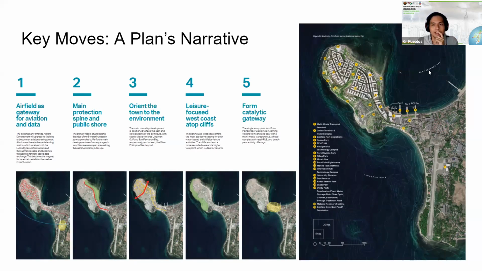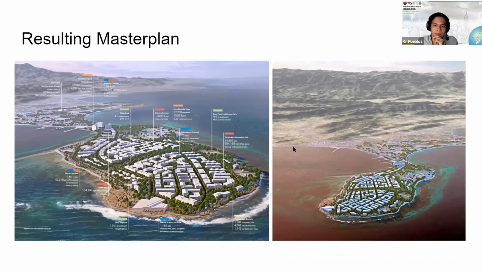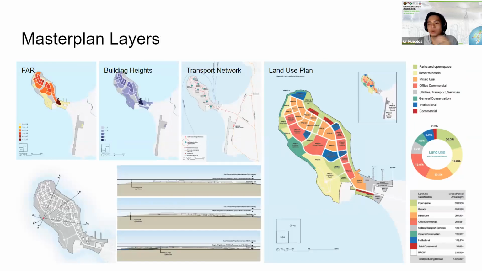And so this is what the resulting master plan was from that exercise. These are just images as a result of that. And again, just like before, we can dissect the master plan into its layers and really look at FAR, that's floor area ratio, and building heights. So you can map out the densities. How tall are these buildings? How many rooms can it take? How many people can it take? And looking at transport networks.